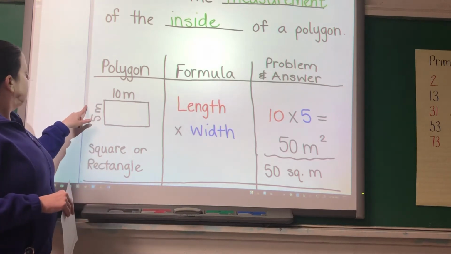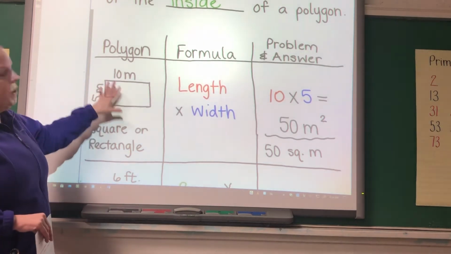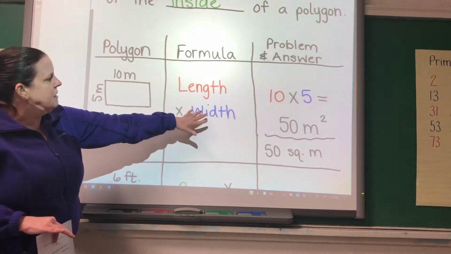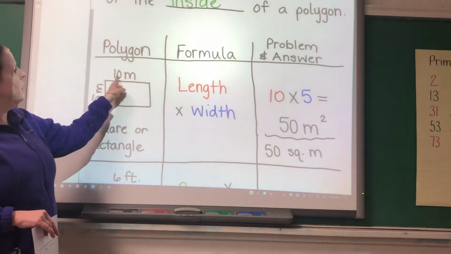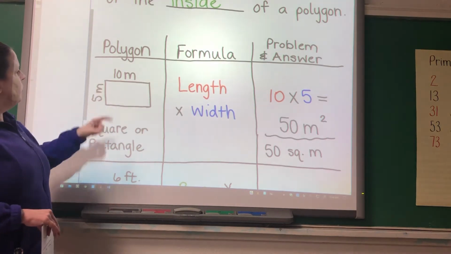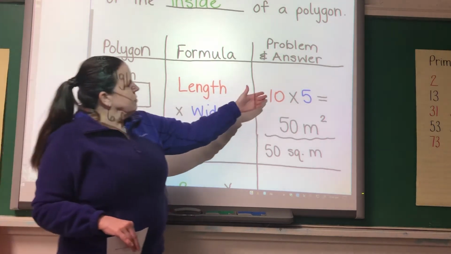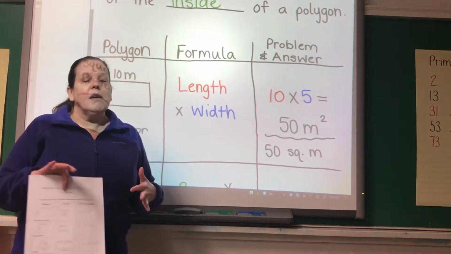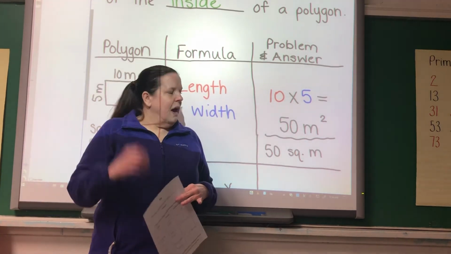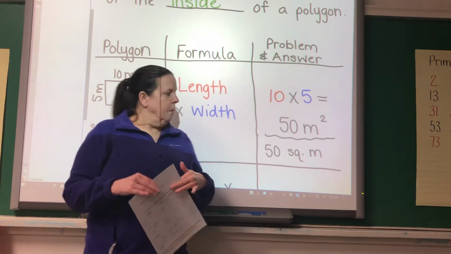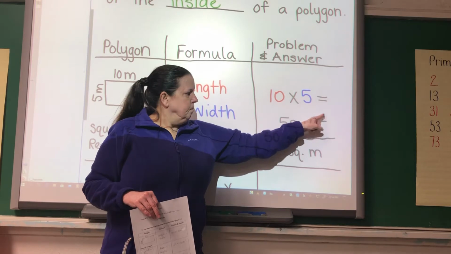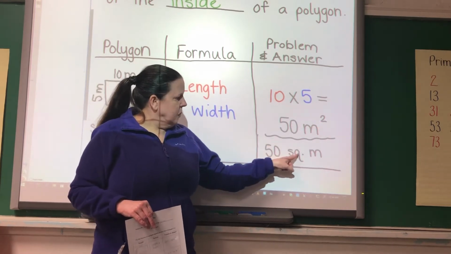So the first formula that we did was the square or rectangle. They share the same formula. It is just length times width. Here our length was 10, our width was 5. So 10 times 5 equals 50. And just remember, on area, you have to square your label. So 50 meters squared, or 50 square meters.